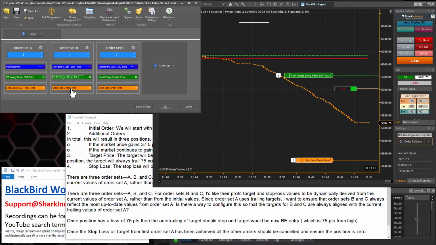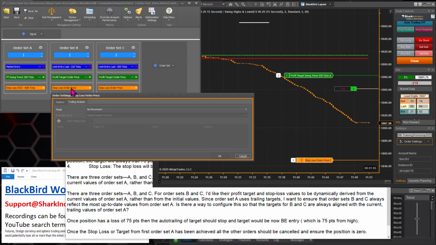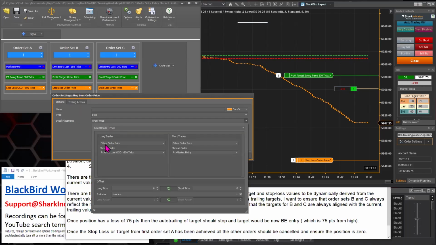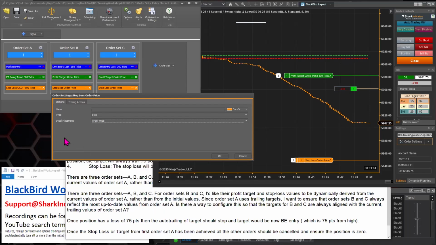I guess I'll just mention here the stop loss for the scale-in contracts. Switch back to the options tab. So the stop loss here, we are using the other order price and we're just matching the stop loss for A. So that way all of our stop losses are synchronized together. That sums it up here.